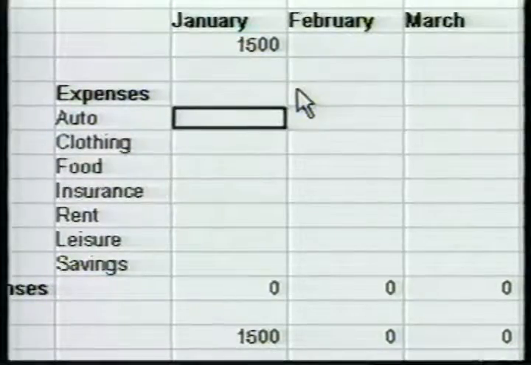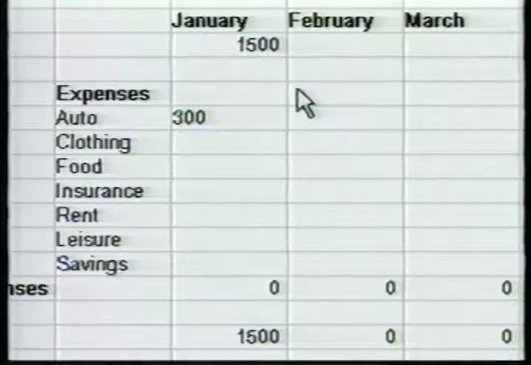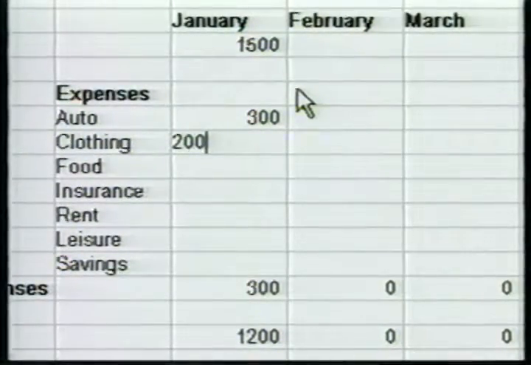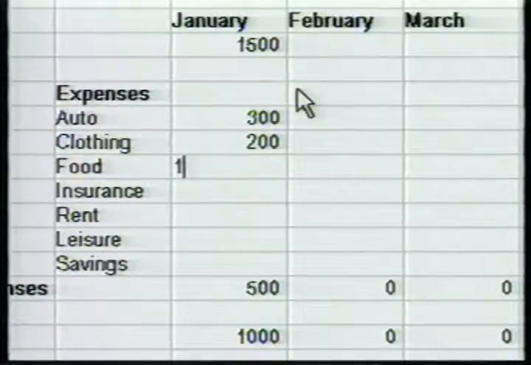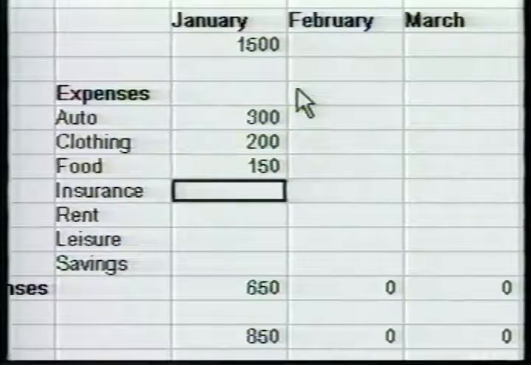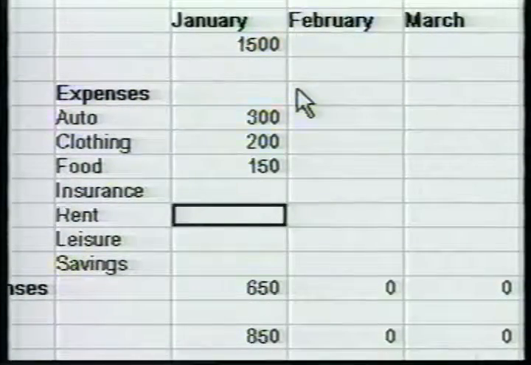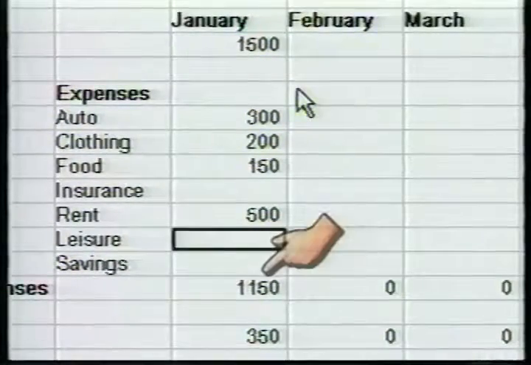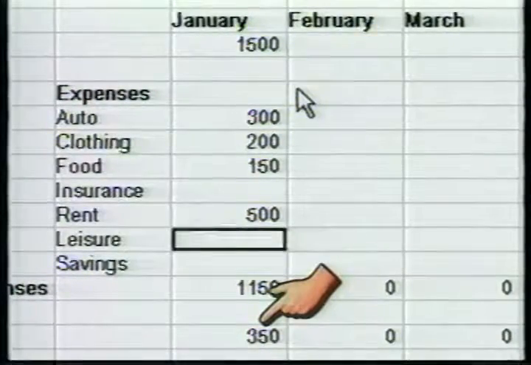Well, here goes all the money. Enter $300 for auto expenses, then arrow down a cell, and enter $200 for clothing. Now enter $150 for food. There is no insurance expense for January, so leave that cell empty. Your rent for the month is $500, so enter that amount in cell C9. Now let's see what the balance is. Our total expenses so far add up to $1,150, and the balance is $350.